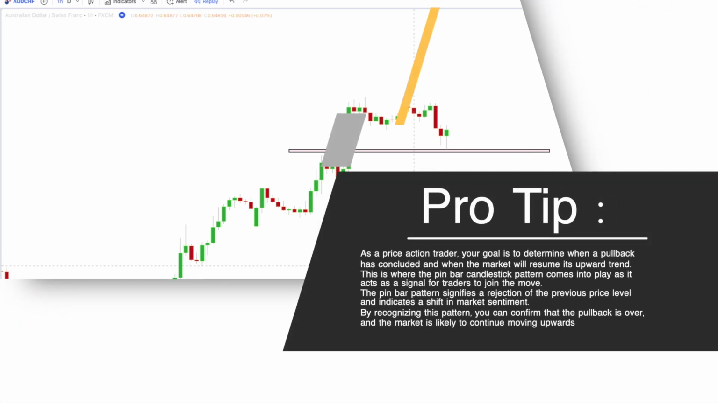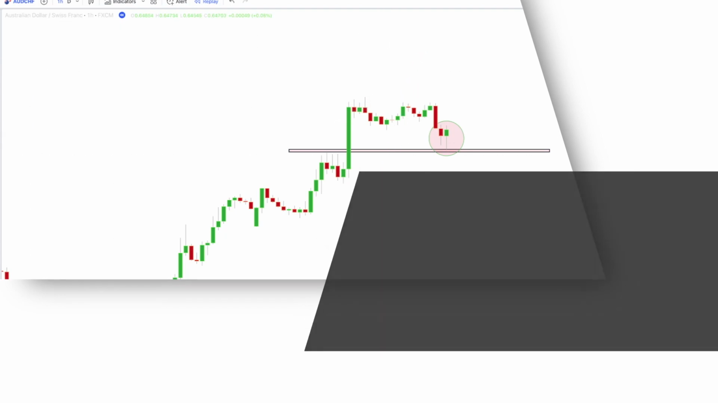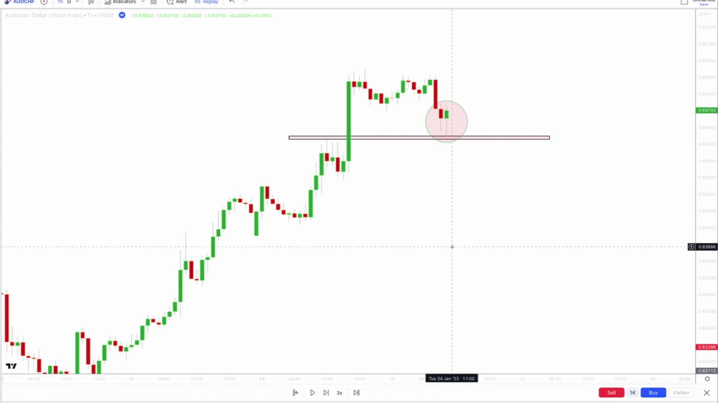As a price action trader, your goal is to determine when a pullback has concluded and when the market will resume its upward trend. This is where the pin bar candlestick pattern comes into play, as it acts as a signal for traders to join the move. The pin bar pattern signifies a rejection of the previous price level and indicates a shift in market sentiment. By recognizing this pattern, you can confirm that the pullback is over and the market is likely to continue moving upwards. Let me give you an example.